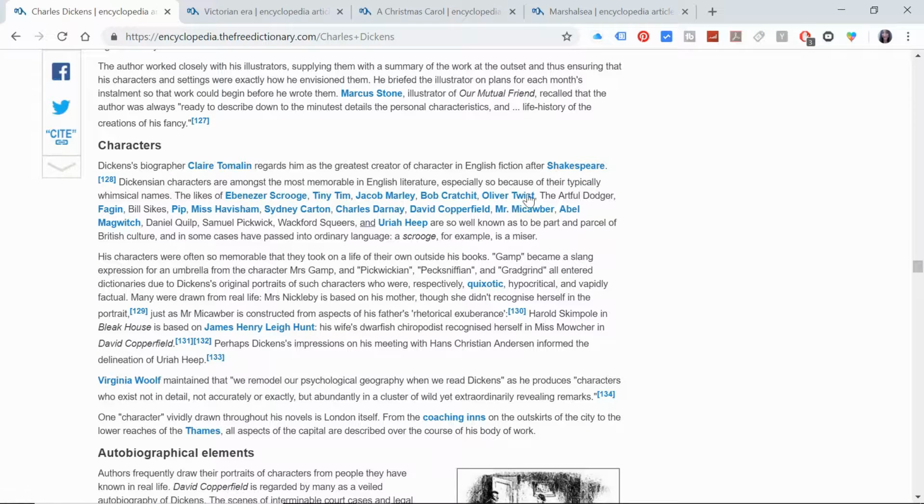So you can read a little bit more of that. You can also see that some of the characters were drawn from real life. So Mrs. Nickleby in Nicholas Nickleby is based on his mother. Luckily she didn't recognise that portrait. We can see it again with other characters as well.